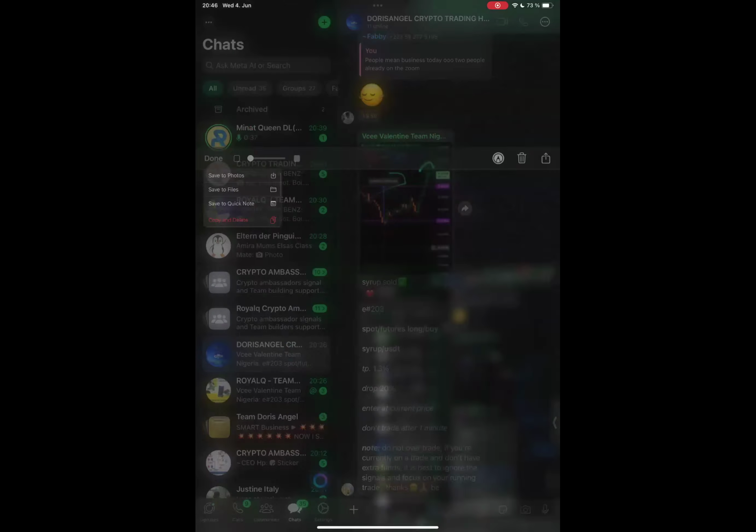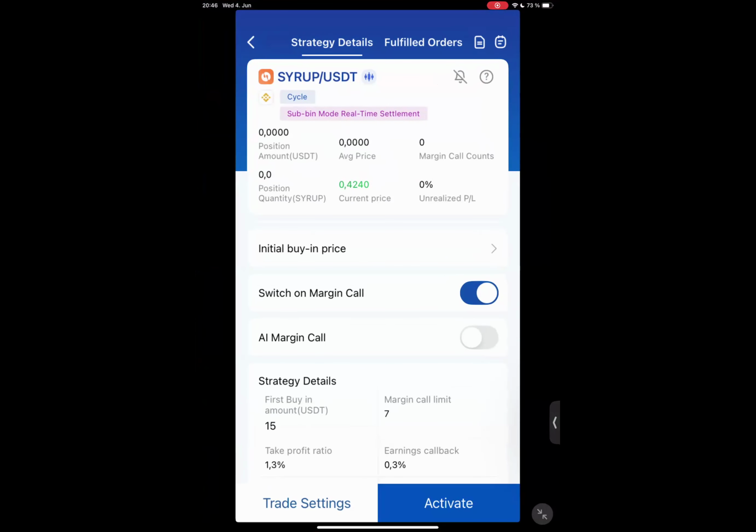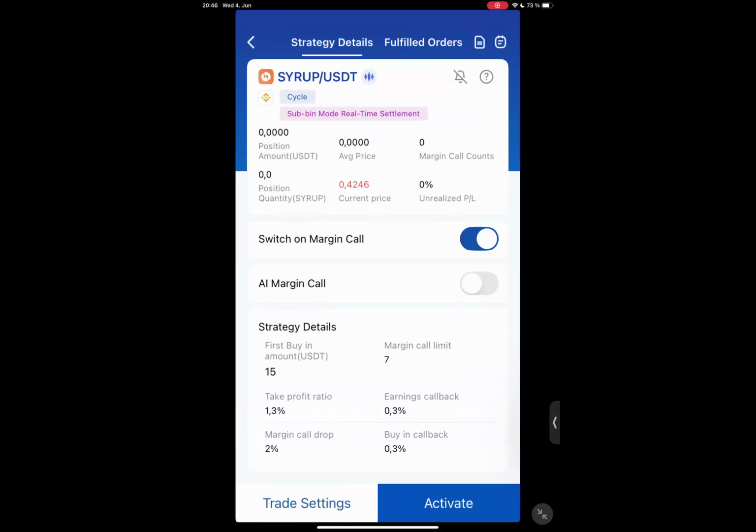It means once I'm done selecting my trade settings, I just tap on activate. I don't have to waste time. Okay, then I tap on activate. Then the robot will buy at the current price. Okay. I hope that is clear. I hope you guys got it. Okay. So that is how to set a one-shot signal.